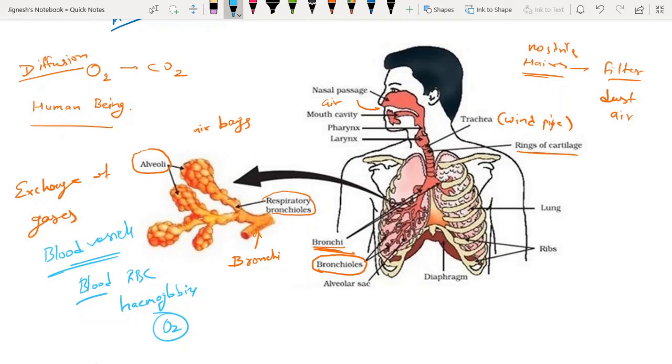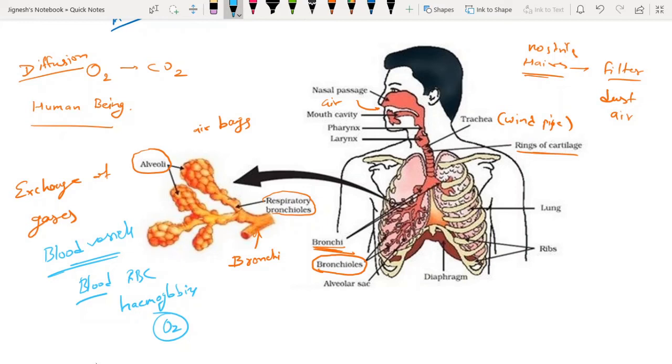Now, as we have seen in earlier years, when we breathe in, what exactly happens? When you breathe in, just try it. Your stomach goes out, and when you exhale, the stomach goes in. So the chest cavity becomes larger when you breathe in. But when you breathe out, the chest cavity becomes smaller. What exactly happens? You can see there is a diaphragm.